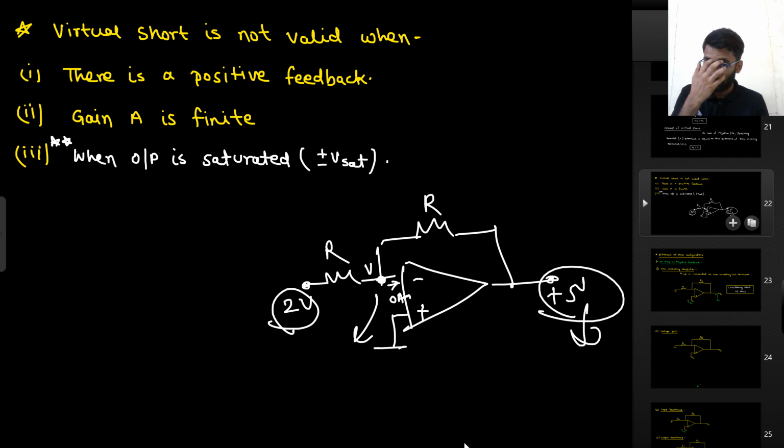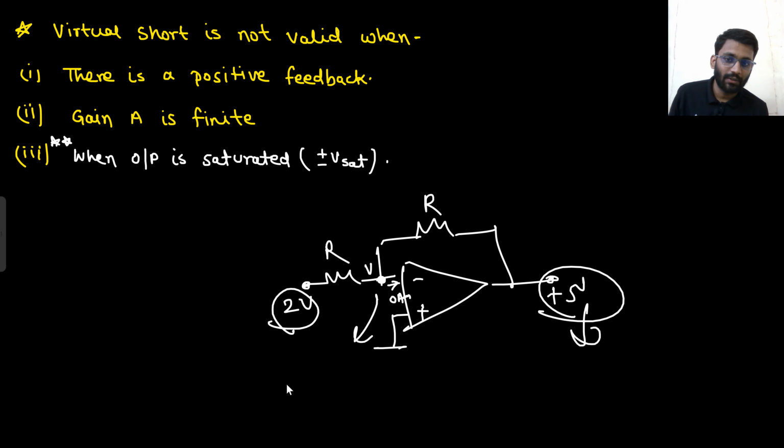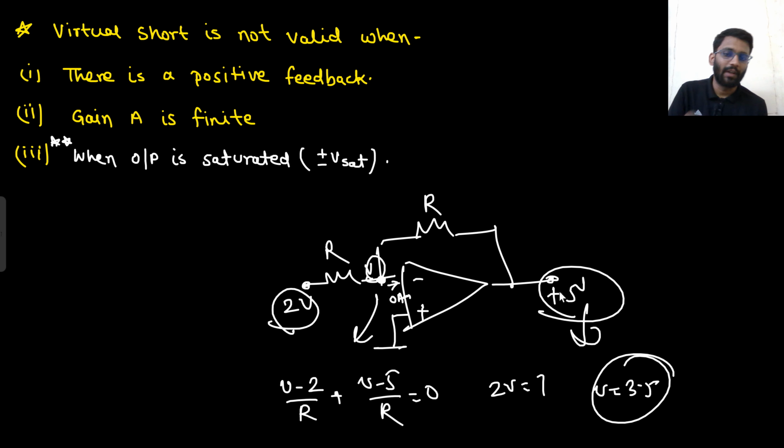So if this current is 0, then what will be the potential of this node V? That would be (V minus 2)/R plus (V minus 5)/R equals 0. So 2V equals 7, so V will be 3.5 volt. If your output is fixed, that means this node will also be fixed at 3.5 volt.